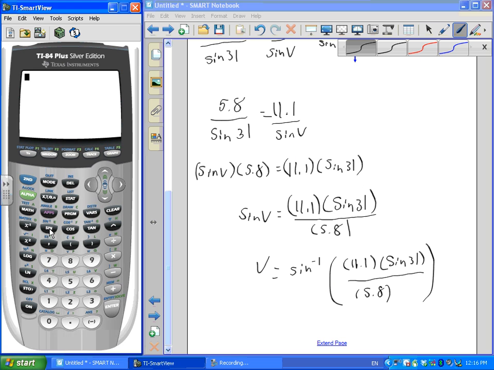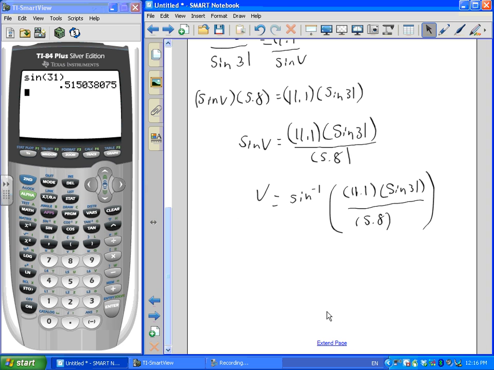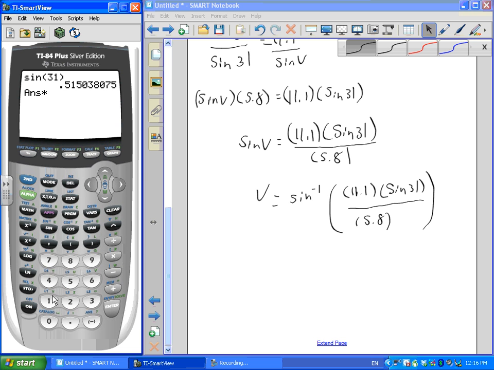So sine 31 equals 0.515. So V. Actually, you know what? I'll do it all in one shot. So I've done sine 31. I know I have to multiply that answer by 11.1. So sine 31 times 11.1 is 5.716, blah, blah, blah. And finally, that has to be divided by 5.8. That's not a 1, that's a bracket.